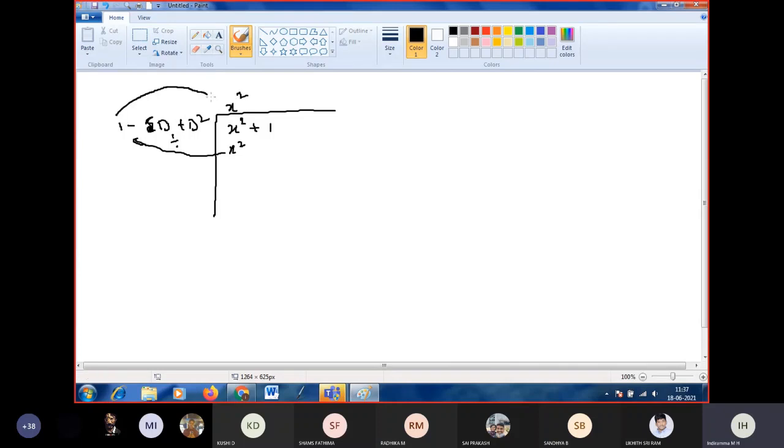So 1 into x square is x square. Next, minus 5 into differentiation of x square is minus 10x. Next, double differentiation of x square is plus 2. Now we change the sign, minus becomes plus. Minus x square plus x square got 0. This is plus 10x. Here the x term is not there, so you write 10x as it is. Next, it is minus 2 plus 1. Minus 2 plus 1 is minus 1.